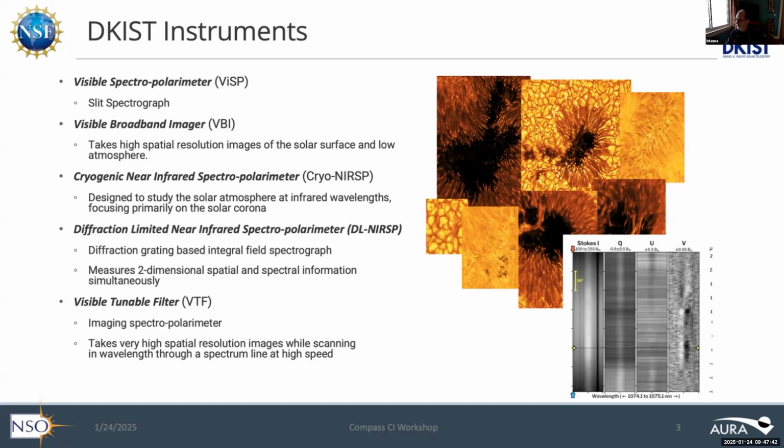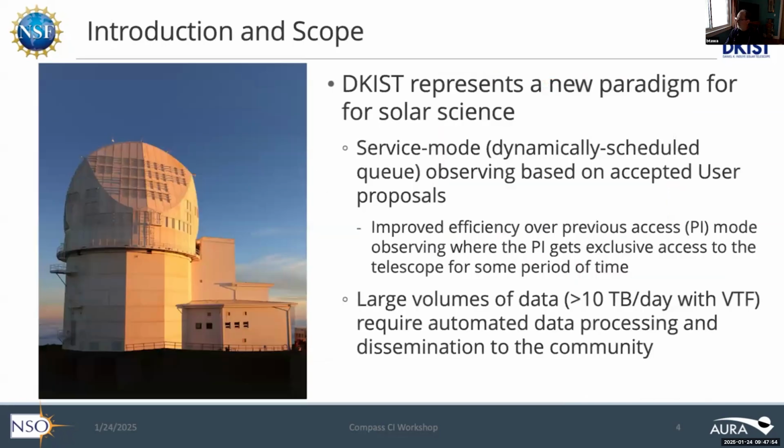The kind of images that we get, you can see there on the right, they're very detailed images of the sun as well as spectra. So DKIST is sort of new in solar science, in that previous to DKIST, PIs would go up to the observatory, to the telescope with their hard drives and take data and take the data home with them. In this case, we are service mode.